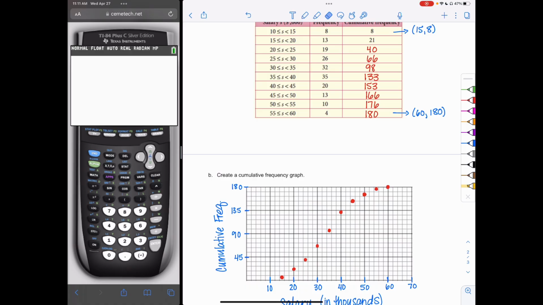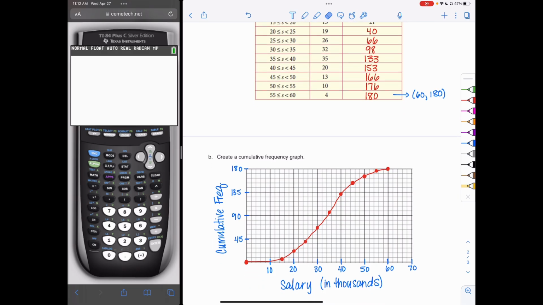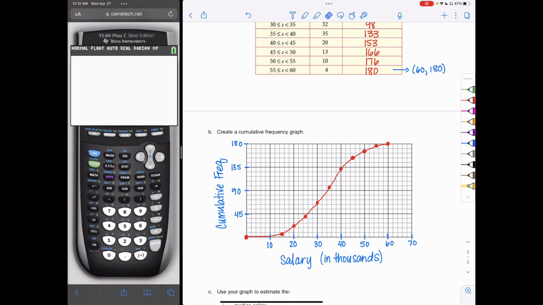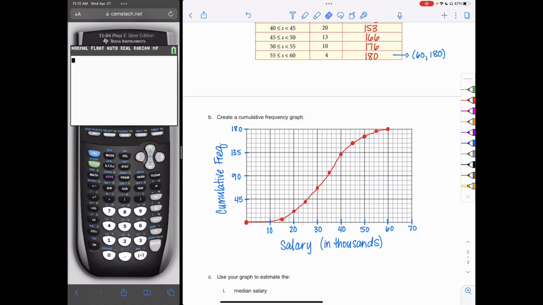Once we do that, those are all of our points with our cumulative frequency. And then you always have to remember that at the very beginning, you are always going to start with 0, 0. Once we have all of these points plotted, we are then going to connect them with a smooth curve. As long as you have the points, just make your curve as smooth as you can. They will compensate for the accuracy portion on the exam.